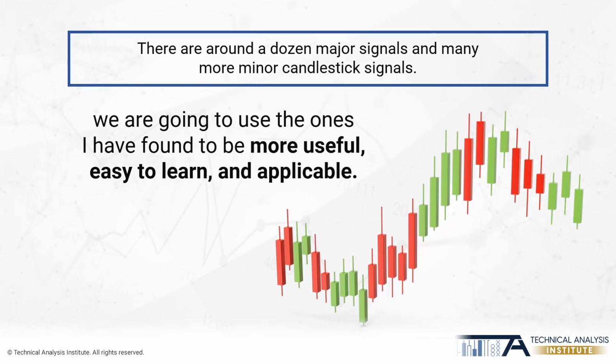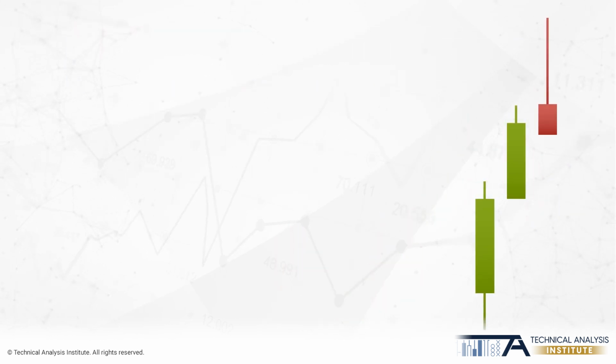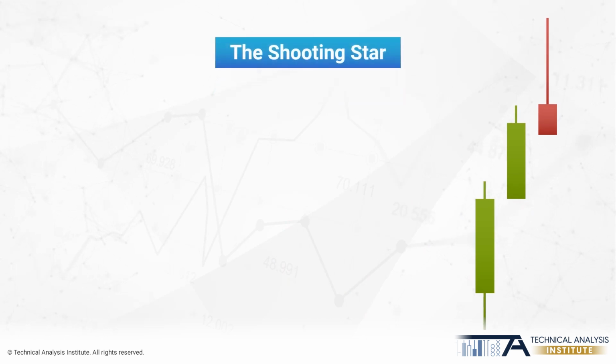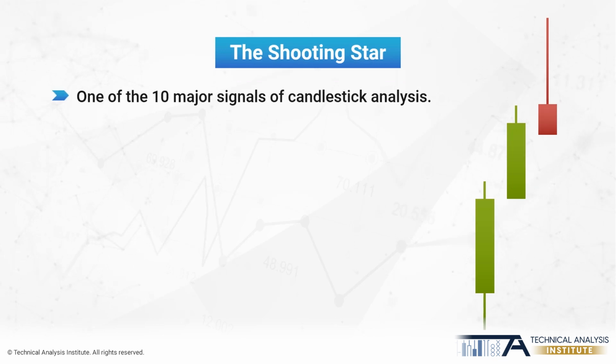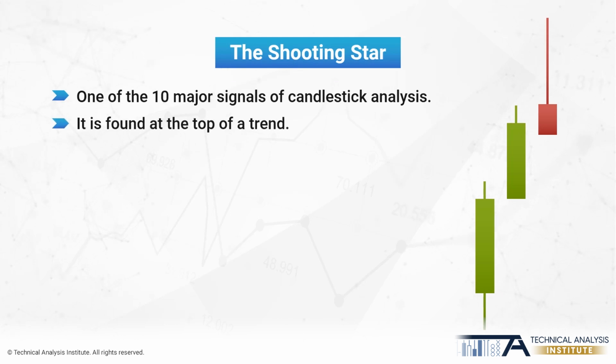I want to begin with one of the simplest patterns because it uses just one candle instead of many, so I'm referring to what is called the shooting star. Another reason to start with a shooting star is because it is considered to be one of the 10 major signals of candlestick analysis. It is found at the top of a trend.